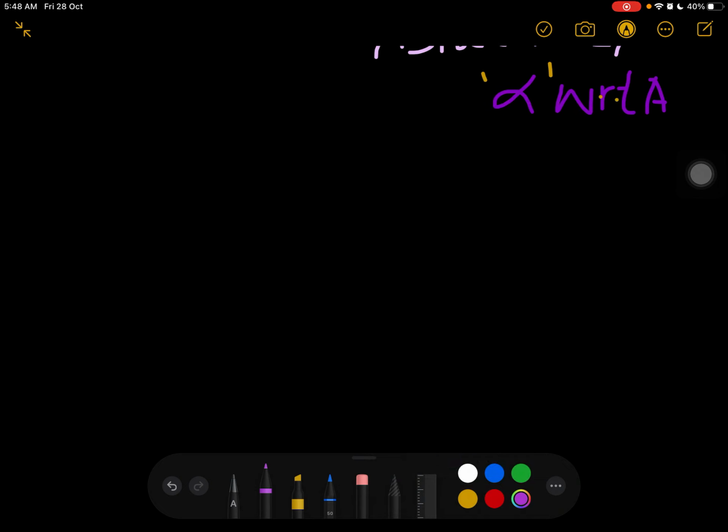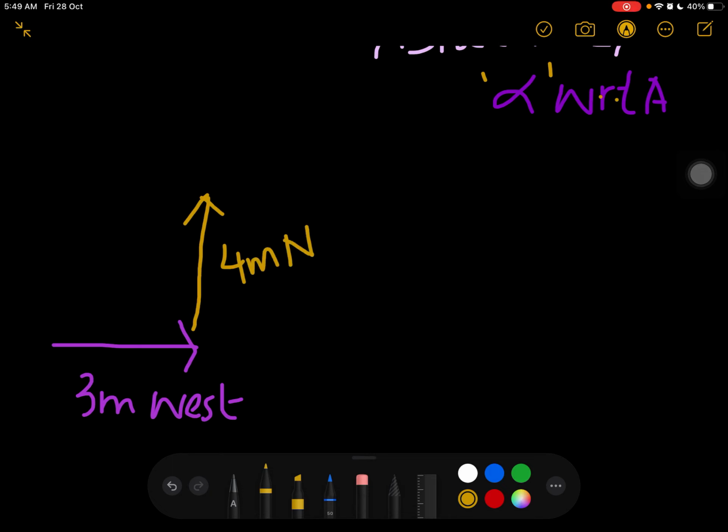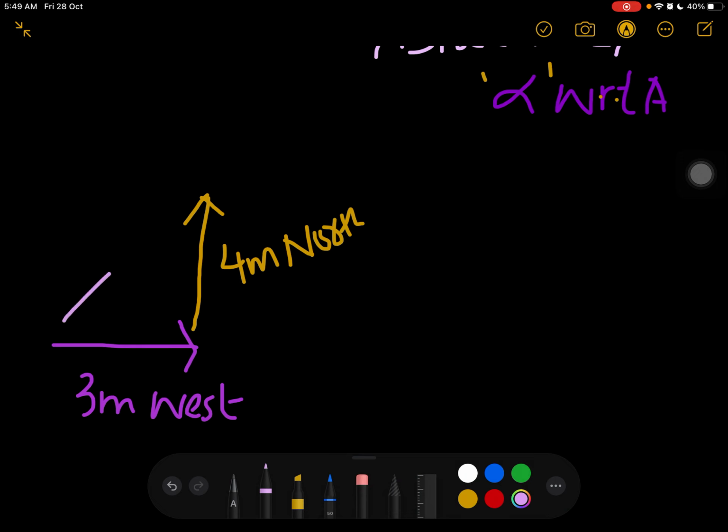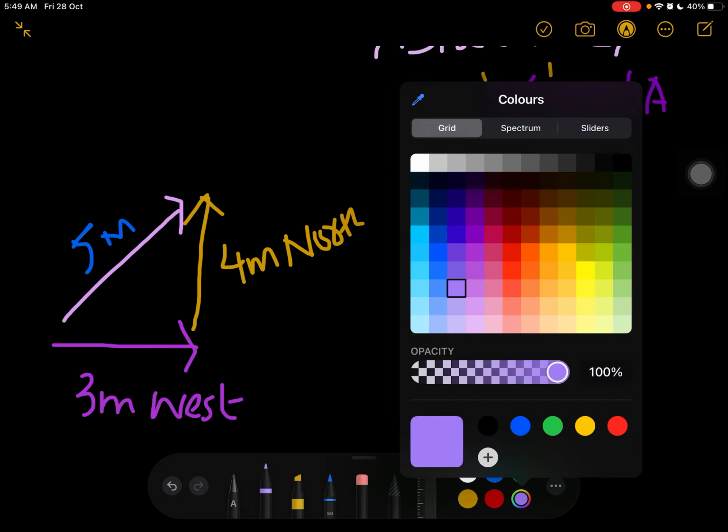So let us do one question over here. Consider that there is a girl who is moving 3 meter in west, right? Then she is moving 4 meter in north. Now we have to tell the resultant vector. Obviously the resultant vector will be in opposite order. How will we solve this now? It is a very common triangle, so I'm pretty sure that the answer will come to 5 meter. But how I did this, let's talk about that.